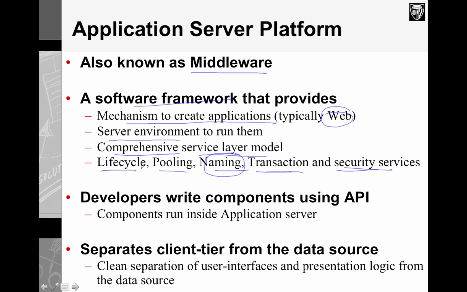Using an application framework, the developers write components and they actually use the API that is available as part of the platform. And these components run inside the application server. The application server also separates the client tier, which could be your desktop or your mobile devices, from the application and the data source. So really the application server is separating the user interface and the presentation logic from the data source. So that's how you get the three tiers.